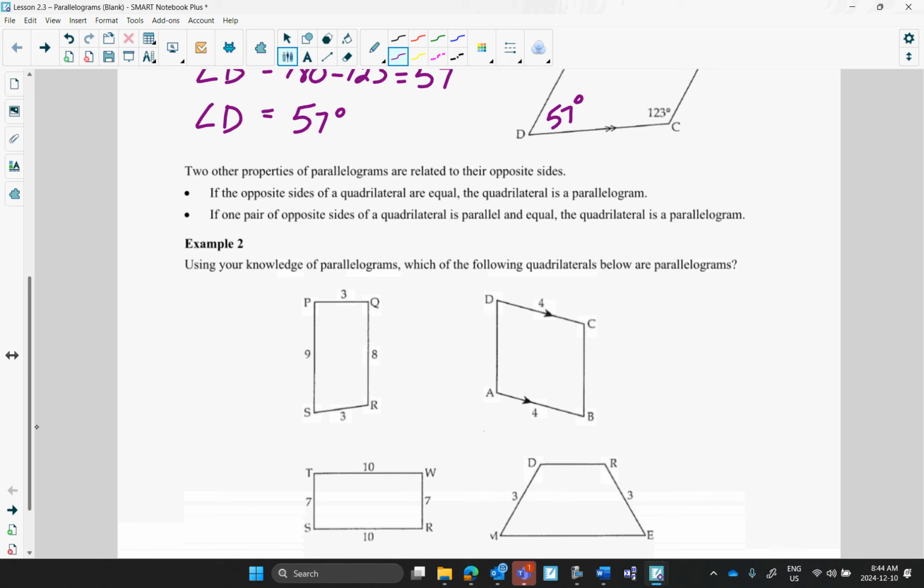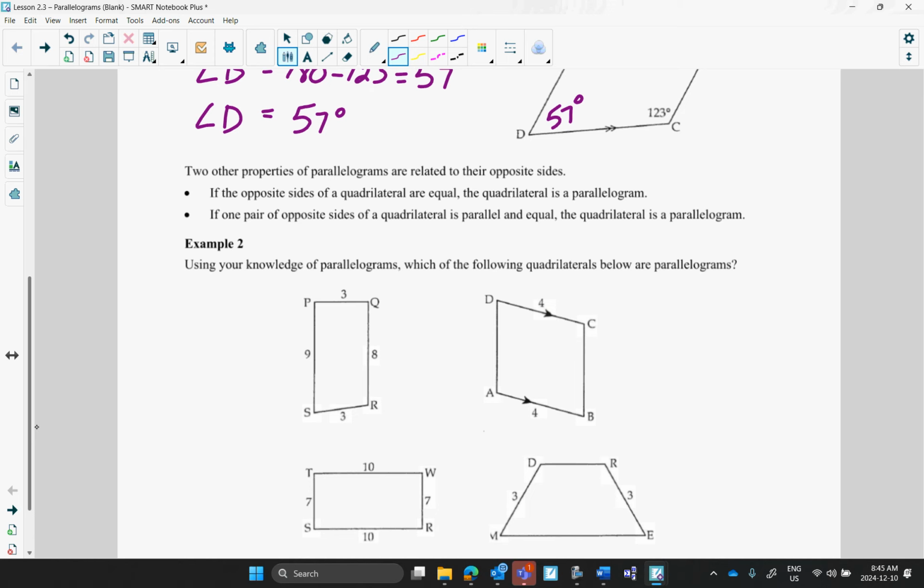Okay, some additional properties of parallelograms, especially their opposite sides. If the two pairs of opposite sides in a four-sided shape or quadrilateral are equal, it has to be a parallelogram. Has to be. It could also be a square, a rhombus, or a rectangle, but square, rhombus, and rectangle are all types of parallelograms. Okay? If one pair of opposite sides are the same and parallel, then the whole thing must be a parallelogram.